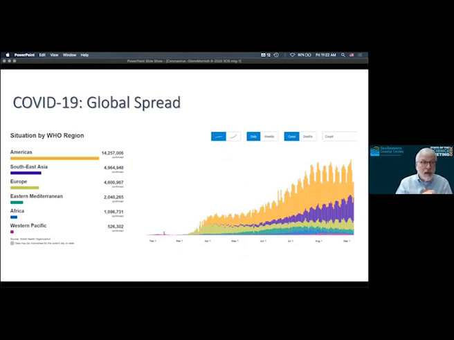This is a diagram from the WHO webpage. These are data as of yesterday.